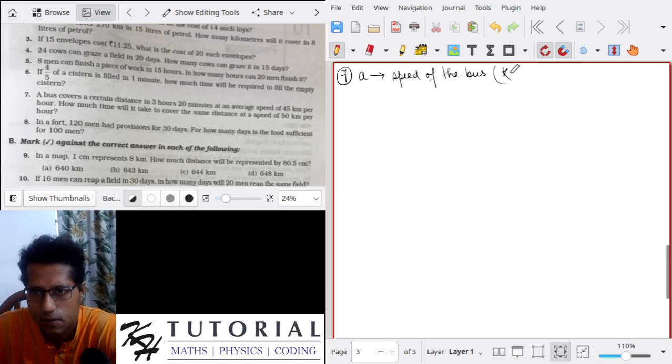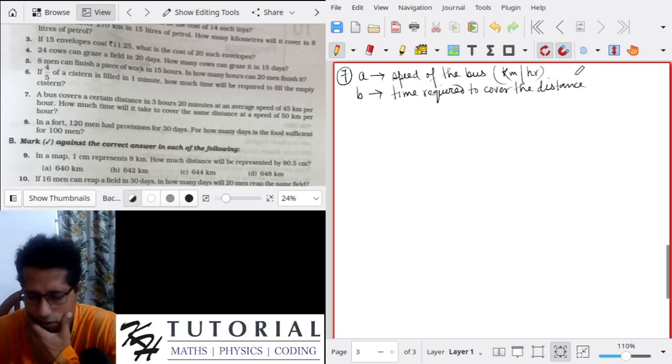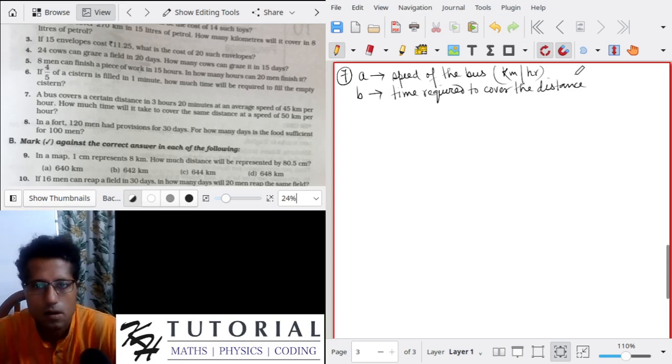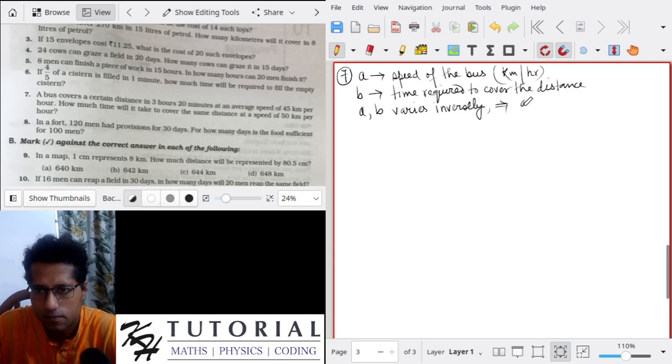The speed of the bus, let's say in kilometer per hour, and B is the time required to cover the distance. The distance here is fixed. So a certain distance, the bus is covering a certain distance. Now definitely if the bus runs at a higher speed, it will take less time. And if the bus runs at a less speed, it will take more time. So we can see that A and B vary inversely. So we can say that A1 B1 will be equal to A2 B2.